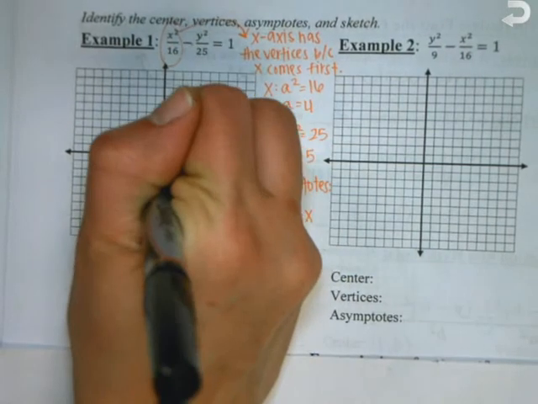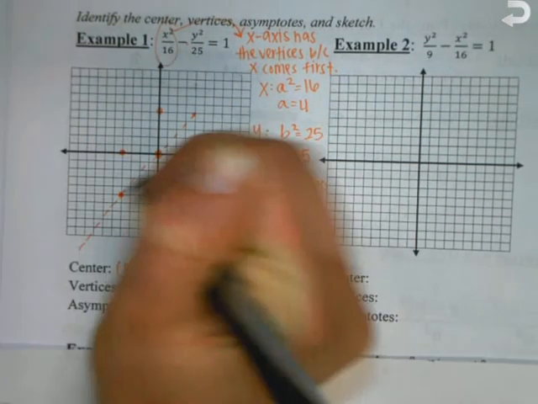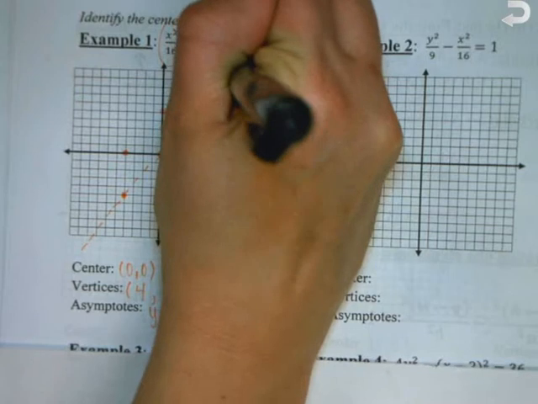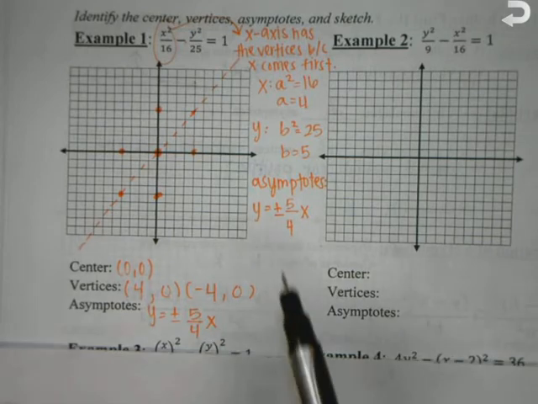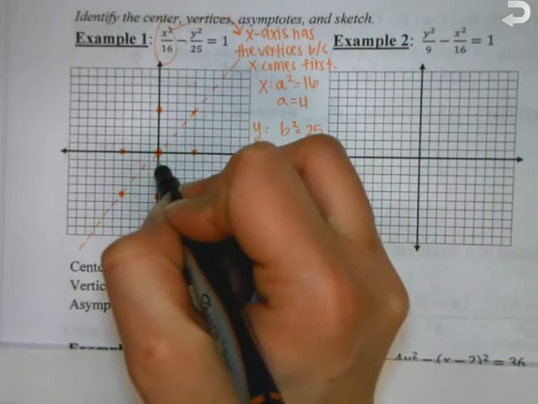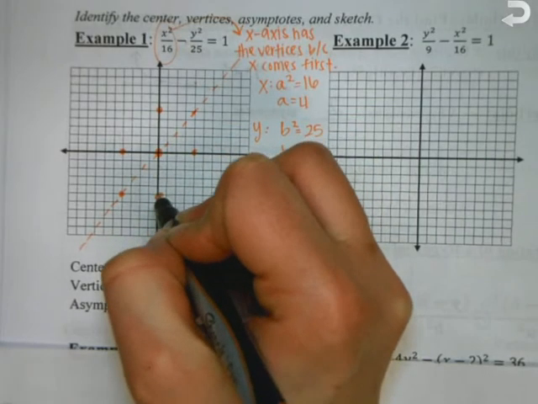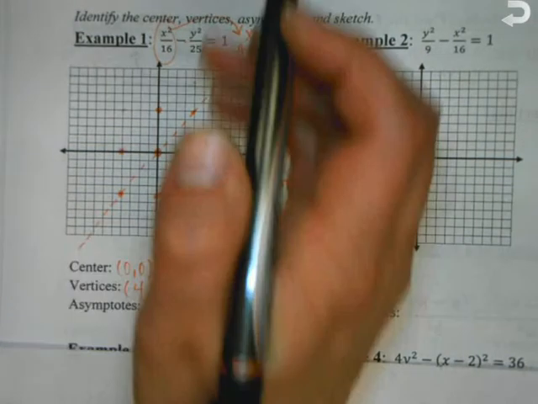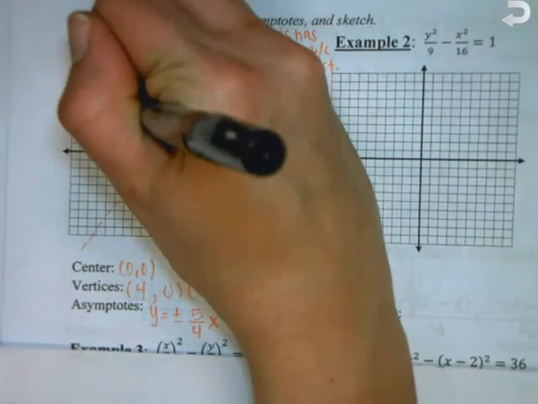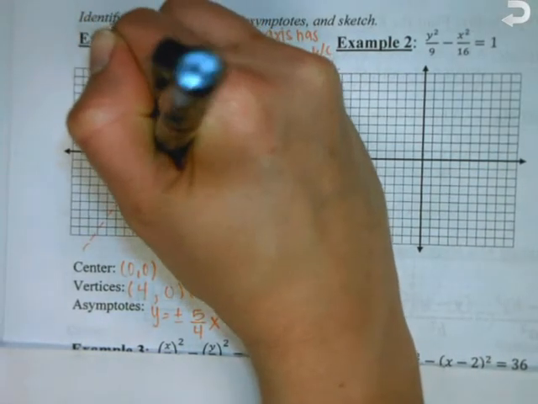Now that's positive 5 over 4 x. Which way do you think negative 5 over 4 x is going to go? Just the opposite direction. So there's going to be down 1, 2, 3, 4, 5 to the right 4, or up 5 to the left 4. So it's going to give me two lines that are exactly the same except for the direction. So they should make an X.